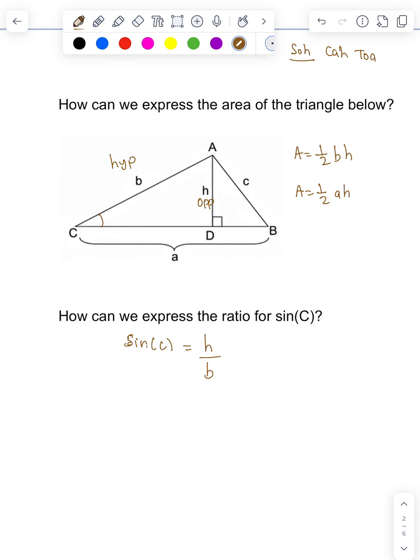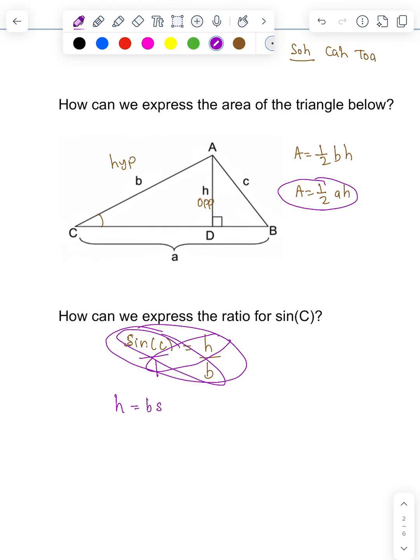If we take a moment and we look at our area formula and our ratio for sine of angle C, what's in common? You might be thinking the H is in common, and that's true. So I'm going to take a moment and just solve this for H by cross multiplication. And now that I know what H is, I can substitute that back into our area of a triangle formula.